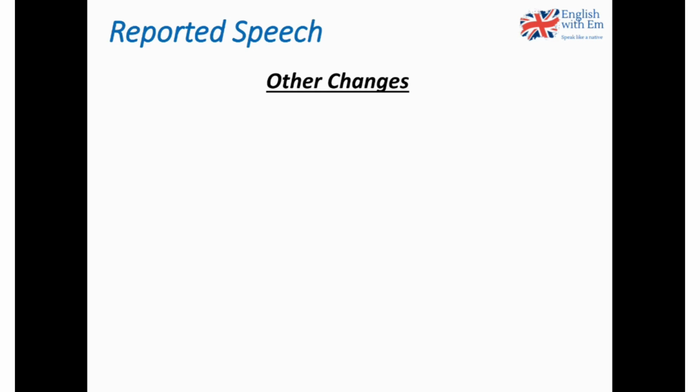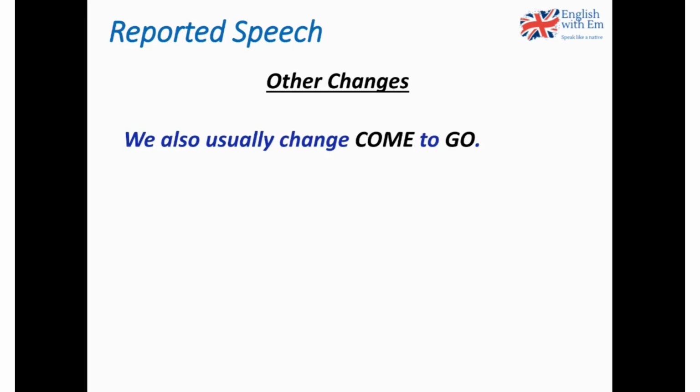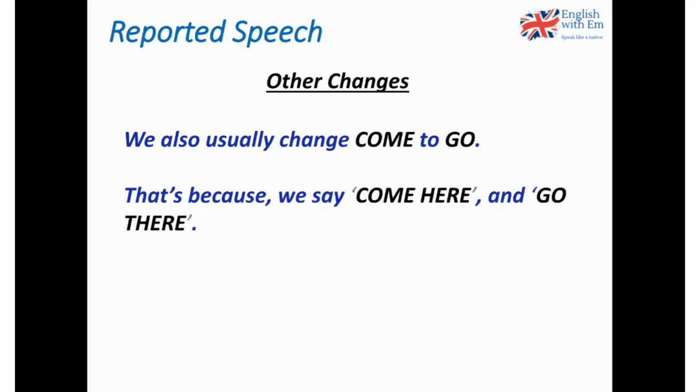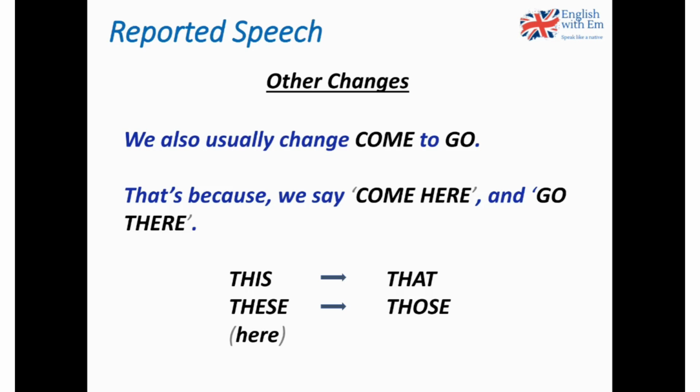Let's see some other changes that happen. We usually change come to go. And that's actually because we would say come here and go there. So this is related to the adverbs. And this becomes that, and these become those. And again, this is related to the adverbs. We use this and these to talk about things that are here, and that and those to talk about things that are there.